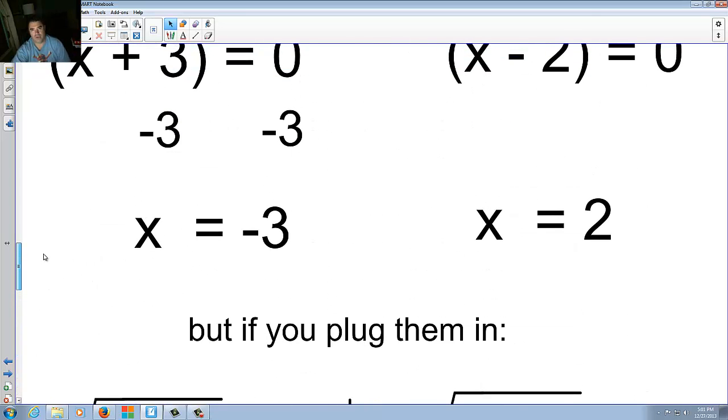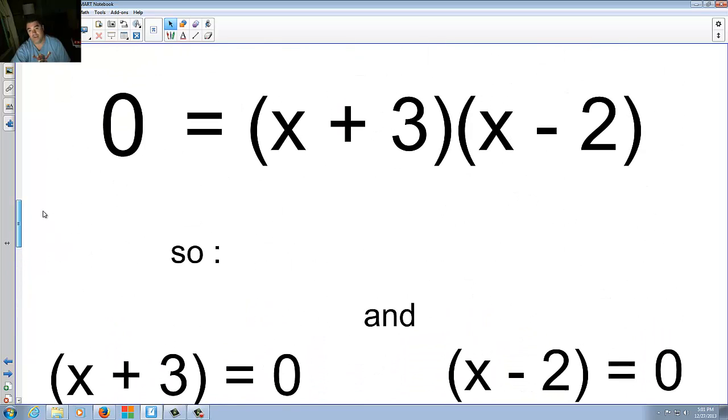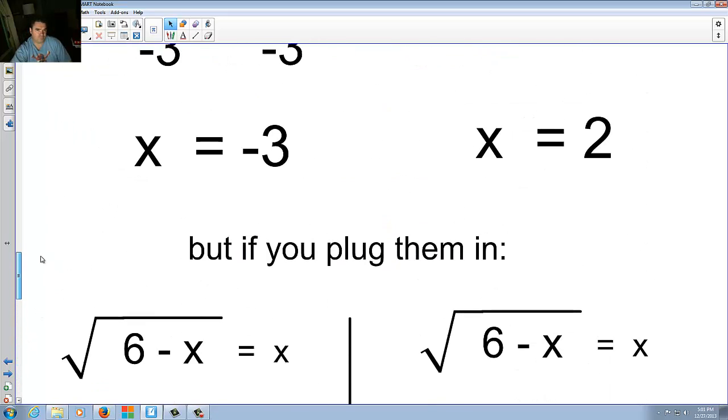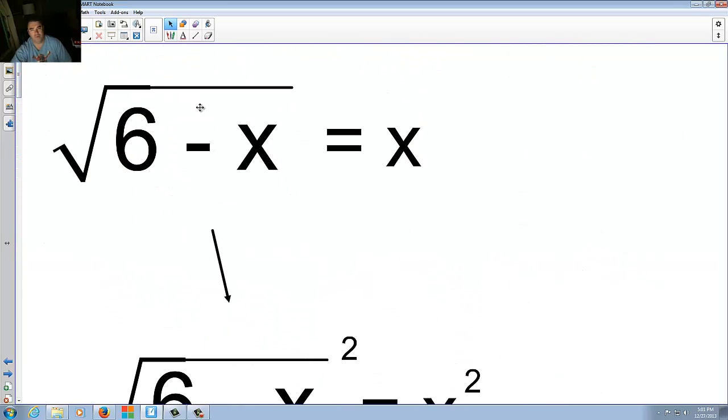Oh no, you have to actually plug in your answers. Well, yes, you do at this point. You have to plug them in and see if they work. So, you plug in this one, this does work, so 2 is a real answer. Again, how'd you do that? Remember how we got negative 3 and positive 2? Plug them in and see if they work. One does and one doesn't.